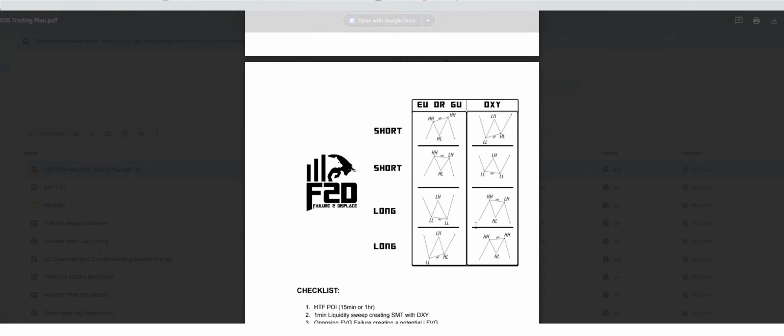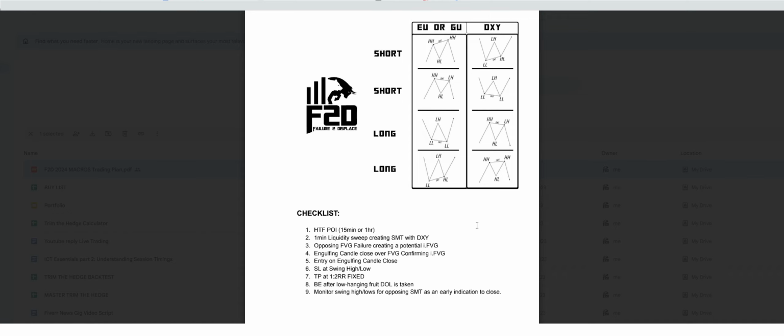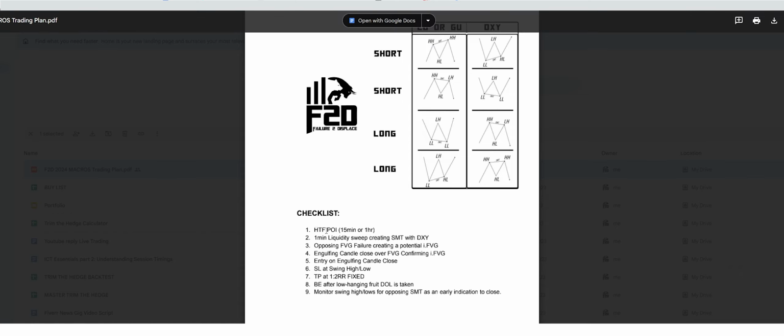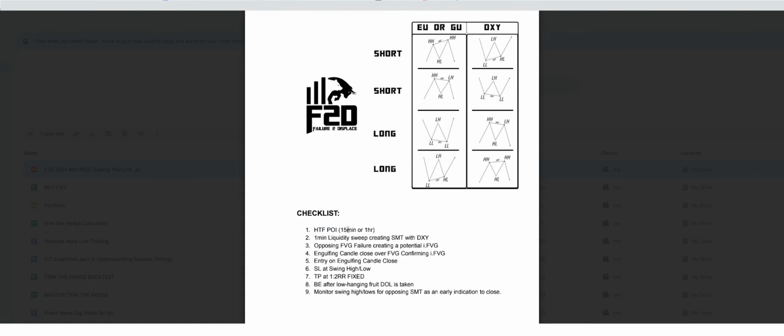The cheat sheet is probably the most useful piece of this to be able to spot SMT divergence. A quick run through of the checklist, what we're looking for in the trading window. We're going to identify some higher time frame points of interest. These will be primarily 15 minutes or 1 hour points of interest. We're going to be looking for a 1 minute sweep of liquidity within our macro times, and this sweep should create SMT with the Dixie.